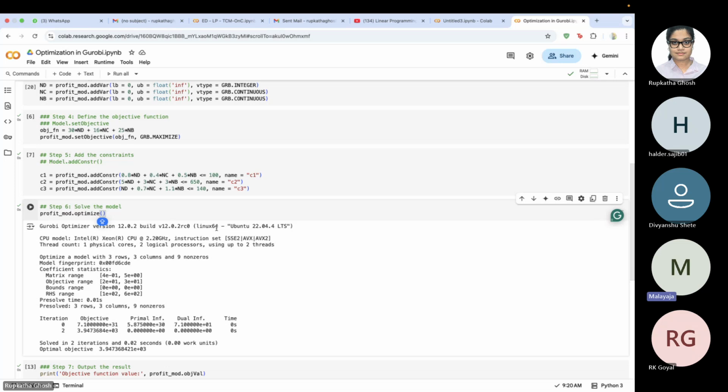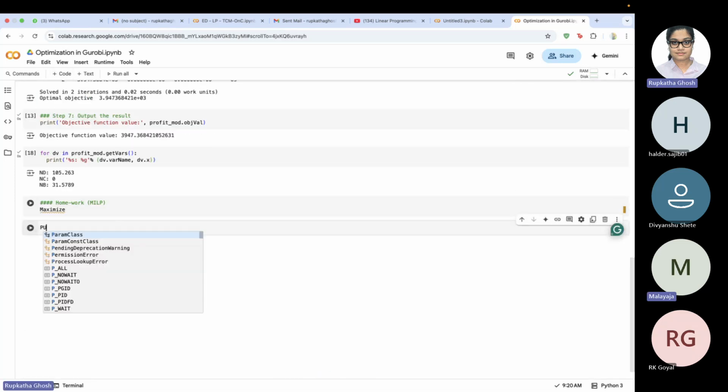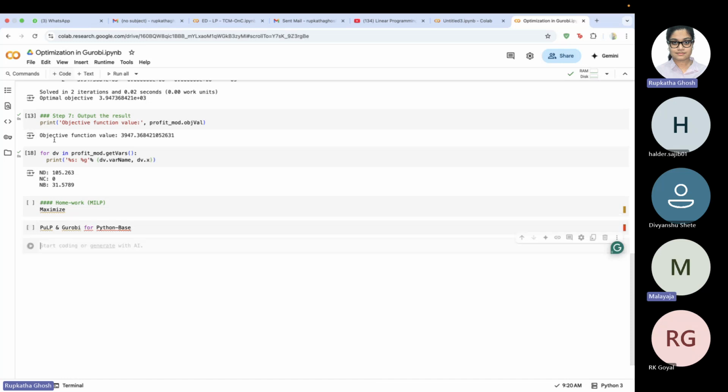Could you also share names of some other Python libraries that are often used in optimization? So we've looked at Gurobi and you've mentioned PuLP. Are there any others? Mainly PuLP and Gurobi for Python based. For non-Python based, there are legit softwares like CPLEX, GAMS, AMPL.